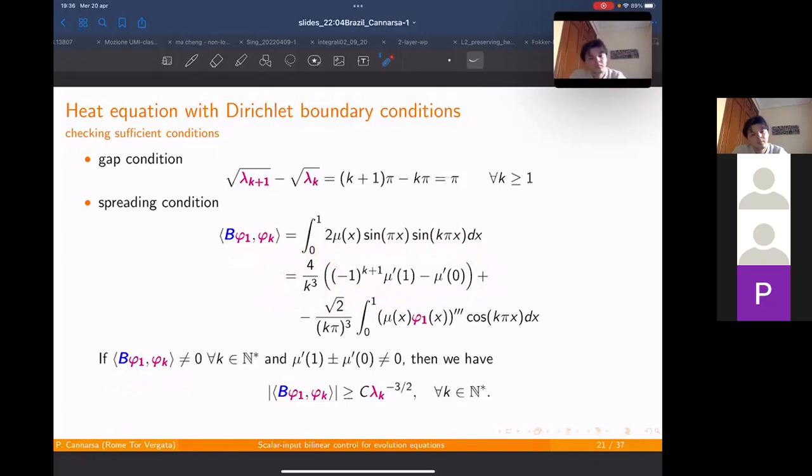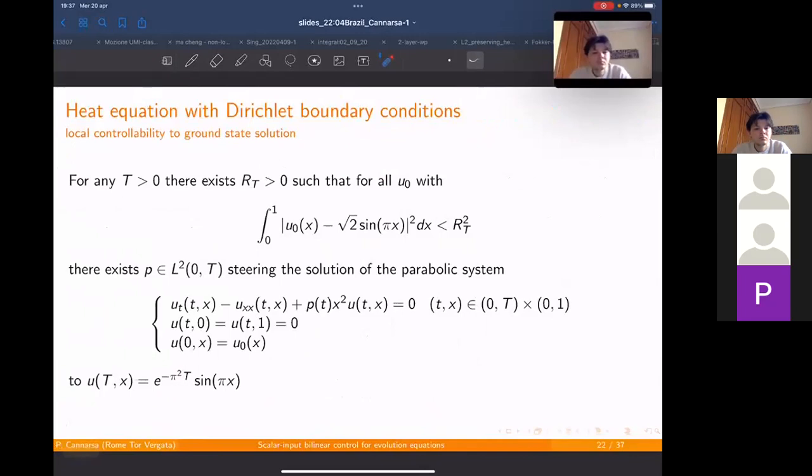decay rate. And in fact, here the sufficient conditions to have the spreading assumption satisfied are this one and this one, in order to assure that this boundary term does not vanish. And then you get this kind of lower bound, and examples of coefficients mu that have these two properties are polynomials. In fact, something like x squared will do the job. And therefore, you can obtain a local controllability result, for example, to the ground state solution.